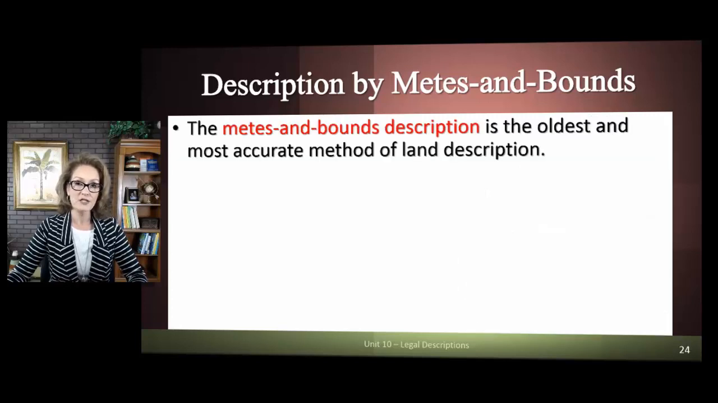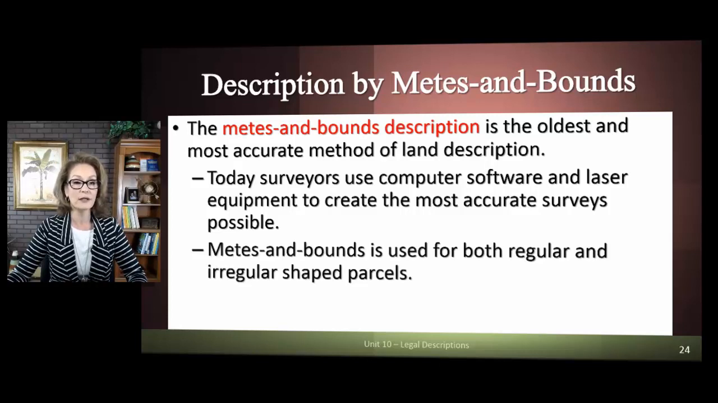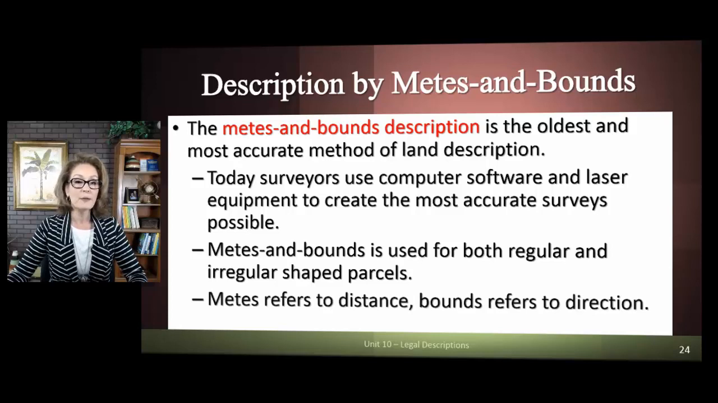The metes and bounds description is the oldest and most accurate method of land description. Today, surveyors use computer software and laser equipment to create the most accurate surveys possible. Metes and bounds is used for both regular and irregular shaped parcels. Metes refers to distance and bounds refers to direction.